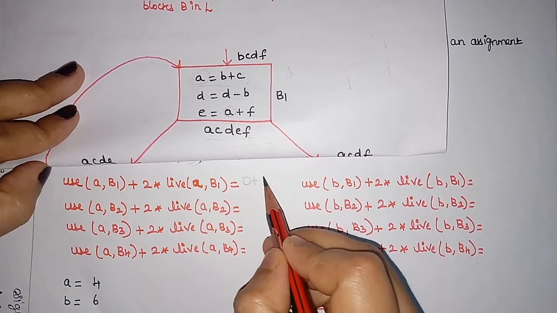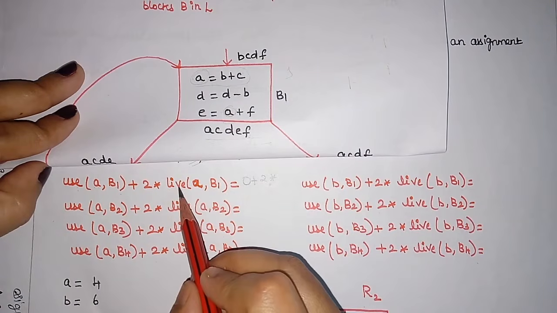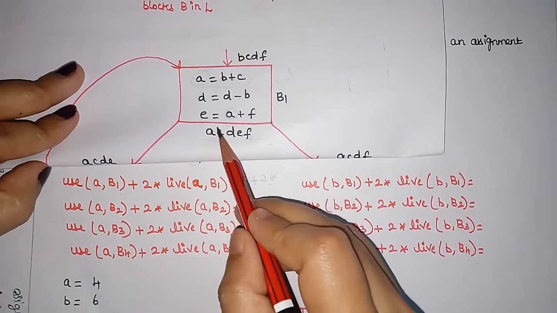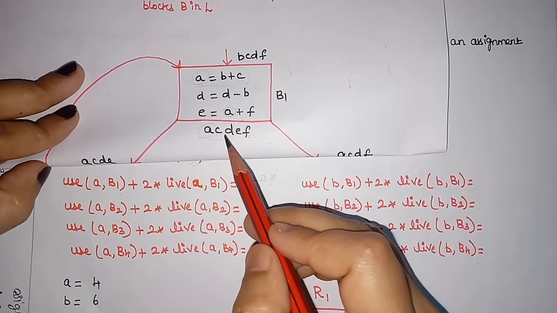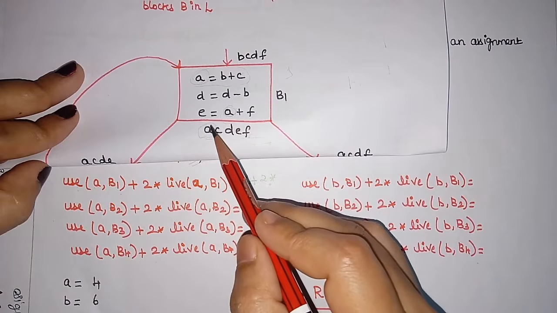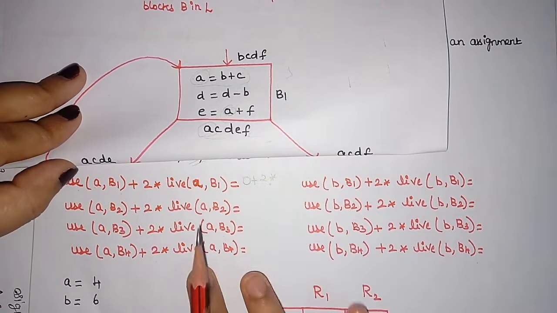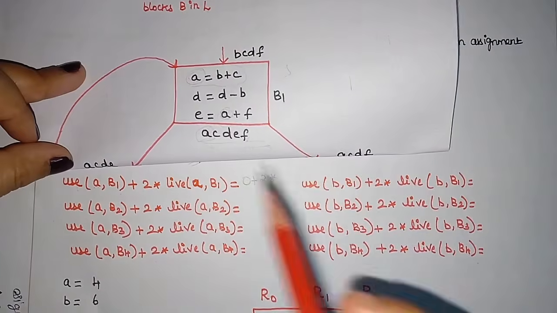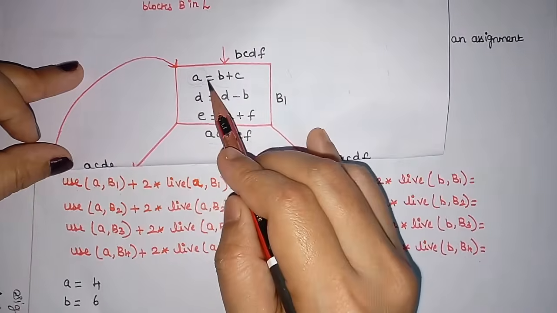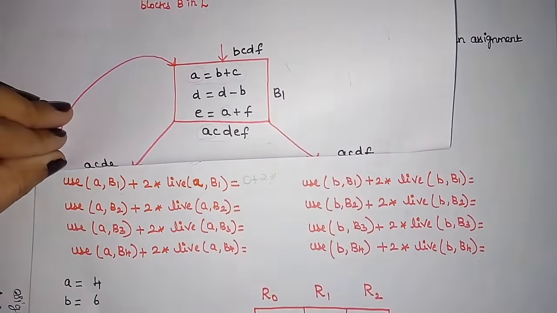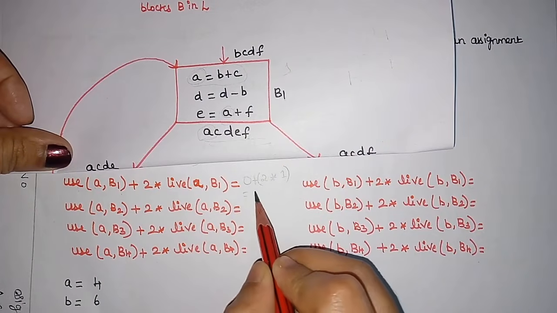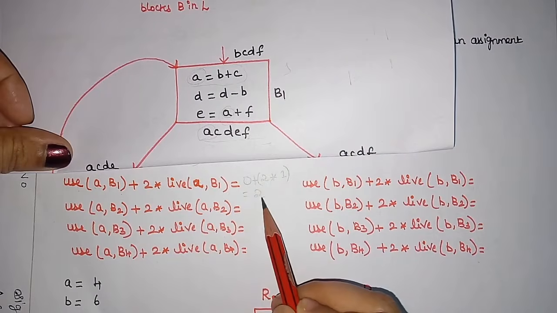After that, we have 2 multiplied by, then we have to check for the liveness of a in b1. So at the end of this block b1, the variable a is live on exit. So when it is live on exit, we also have to verify whether this a has any assignment statements. And here we have a which has an assignment statement, right? So now it is considered as 1. So now calculating the value, we will get 2. That is 0 plus 2 star 1, which is 2 here.